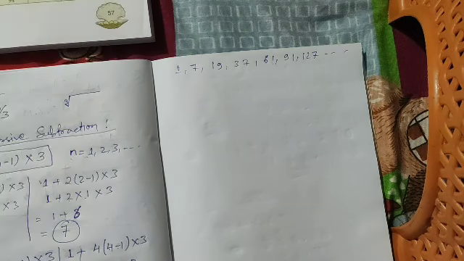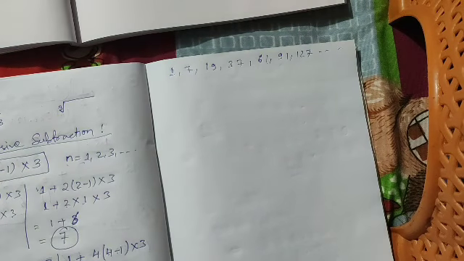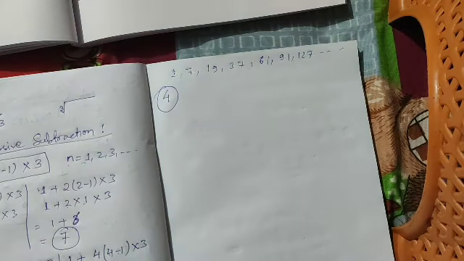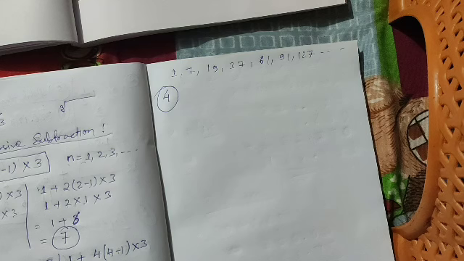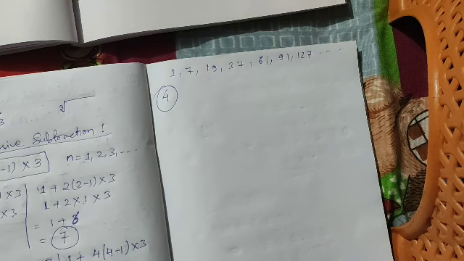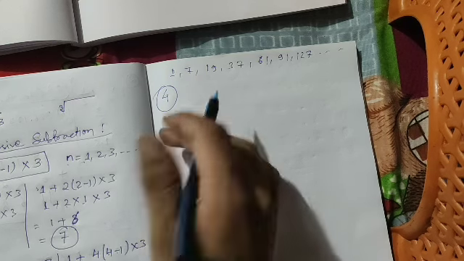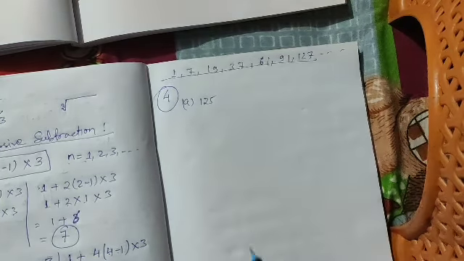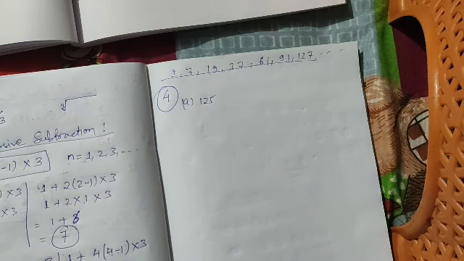Okay, so here in question number 4, we have: find the cube roots of the following numbers by successive subtraction of numbers. So successive subtraction of numbers means these numbers. Okay, so in question number A we have 125. Okay, so what will you write?